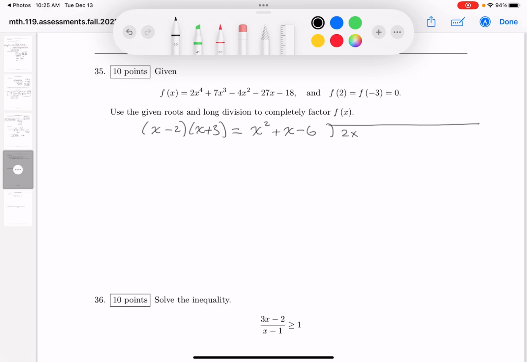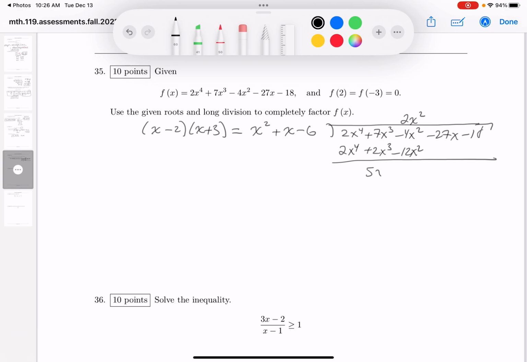2x to the fourth plus 7x cubed minus 4x squared minus 27x minus 18. And things will go smoothly. What do you get over here? Well, it's going to be 2x squared. What do you get there? 2x to the fourth plus 2x cubed minus 12x squared. Let's do the subtraction. What do you get there?